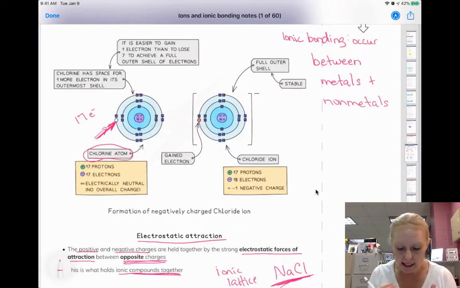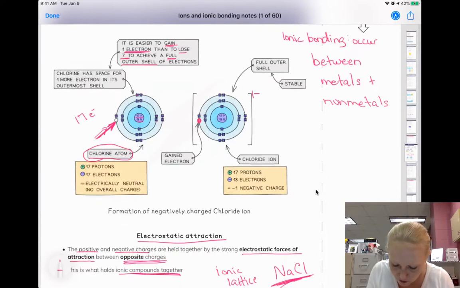And again, that's because it's easier for it to gain that one single electron than to lose 7 to achieve that full outer shell of electrons. So before it gained that electron, it was electronically neutral, meaning charge is 0. But once it gains that electron to have its full outer shell, like right here, it gets brackets and it gets charge in the top right-hand corner.